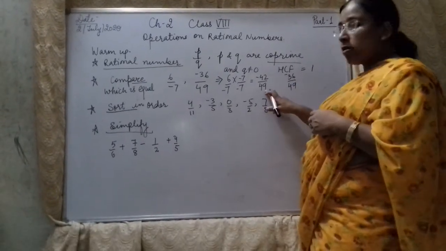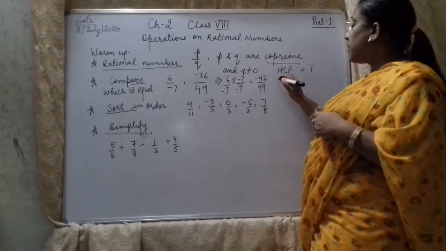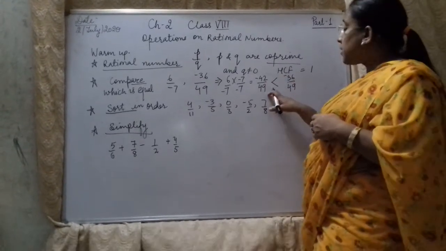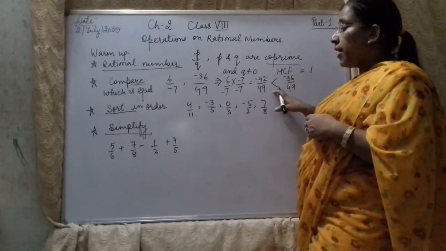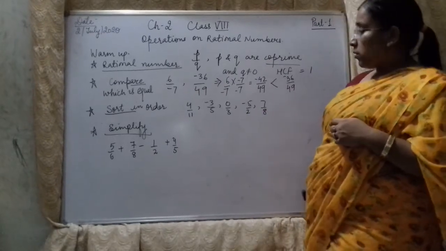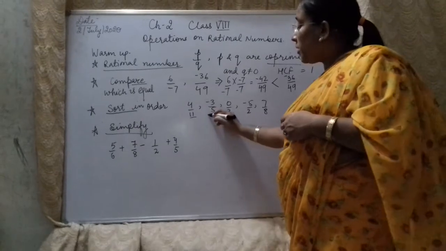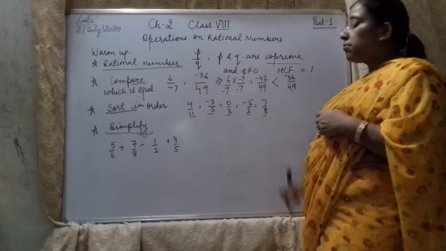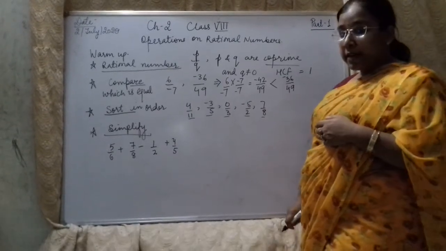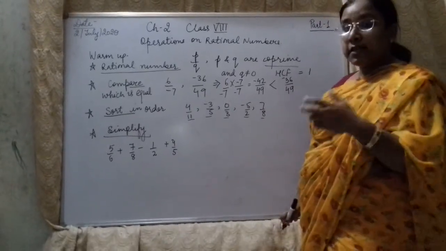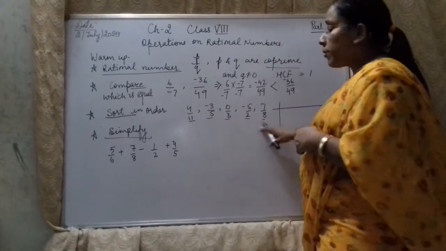Now we have the same denominators, and the number with the lower numerator is the lesser number. So basically these two are not equal. This method helps to sort in order also. The same method is applied in sorting, in which we make the denominators of the rational numbers equal. So we need to have a common multiple. So how to get the least common multiple? By finding the LCM of all the denominators.